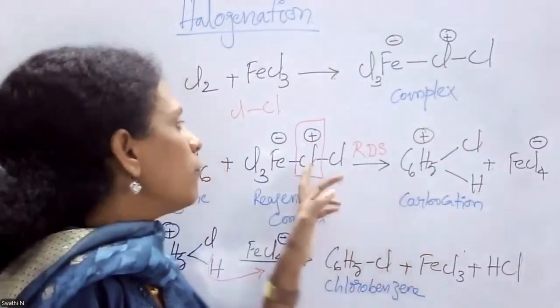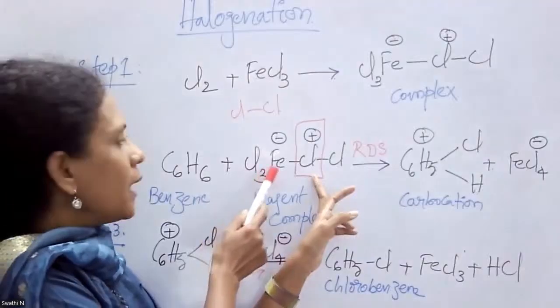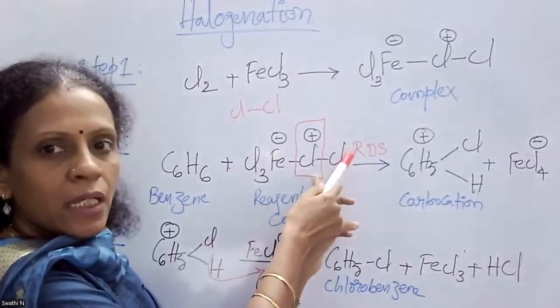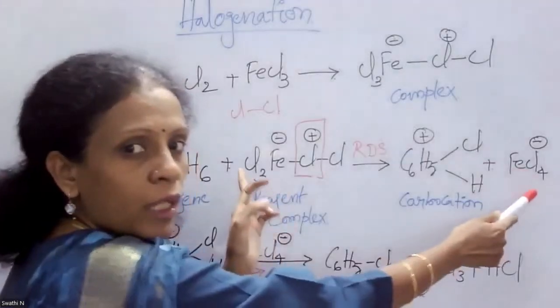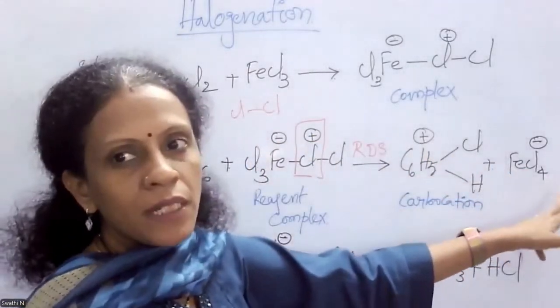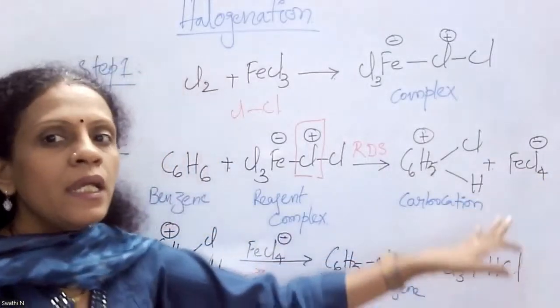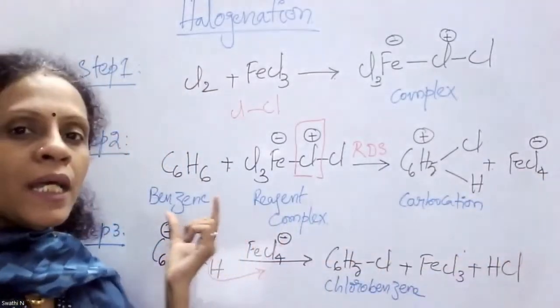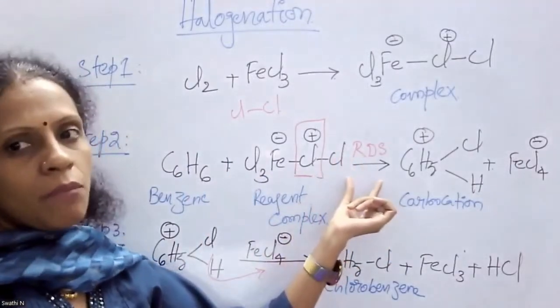Now, if you remove this positively charged chlorine, what is left over in the reagent? FeCl3 and Cl. So we attach this Cl here so that it becomes FeCl4, with a negative sign on the iron. So the same thing we will get here, that is the FeCl4 minus ion in this particular step. And as you are aware, this second step, the formation of the carbocation, is the rate determining step.